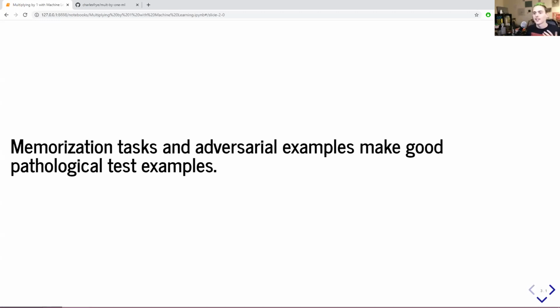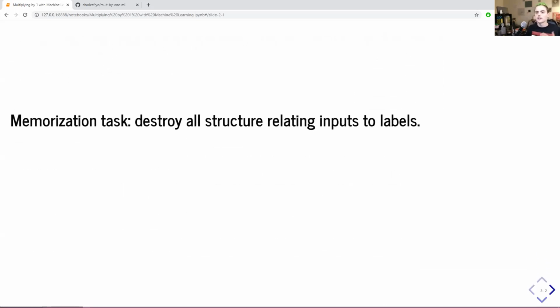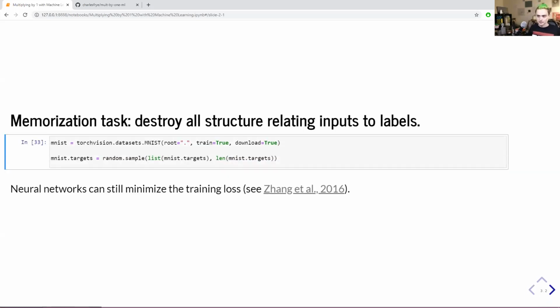That's one of my pathological test examples. If somebody makes a claim about how neural networks work and how they generalize, I think, okay, does this explain memorization in neural networks well? Specifically, a memorization task is one where you destroy all structure relating the inputs to the labels. So if you were to take, say, the MNIST data set, and then instead of having the actual targets, you just shuffle them. This little bit of Python code here takes the MNIST targets and replaces them with a shuffled version of them. Turns out neural networks can still minimize the training loss in this example, even though there is no information there anymore. The labels are effectively random. This is something that people have demonstrated, and it shows that neural networks are capable of memorizing their data sets, even if they don't necessarily do that in real life.